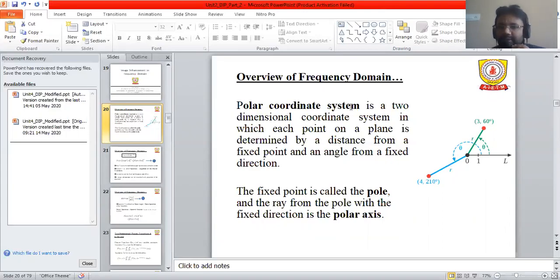So the polar coordinate system is a two-dimensional coordinate system in which each point on a plane is determined by a distance from a fixed point and an angle from a fixed direction. From this point, the distance is here, and for this point, the distance is here. The fixed point is called the pole, and the ray from the pole in the fixed direction is the polar axis. With respect to this, we have the anti-clockwise rotation. For this point, it is 60 degrees, and for this point, it is 210 degrees.